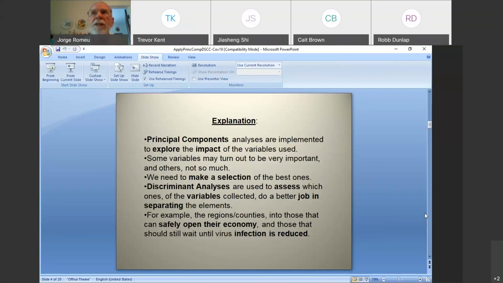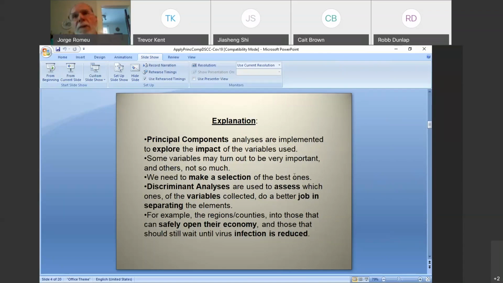Principal components, and this is a paper that is done for the medical and healthcare areas and researchers who are not specifically very cognizant of statistics, so we work like a tutorial. So we explain that principal components are implemented to explore the impact and to reduce the number of variables from a large number to a smaller subset that we can use. And then the discriminant analysis is used to assess which one of these variables are really impacting.